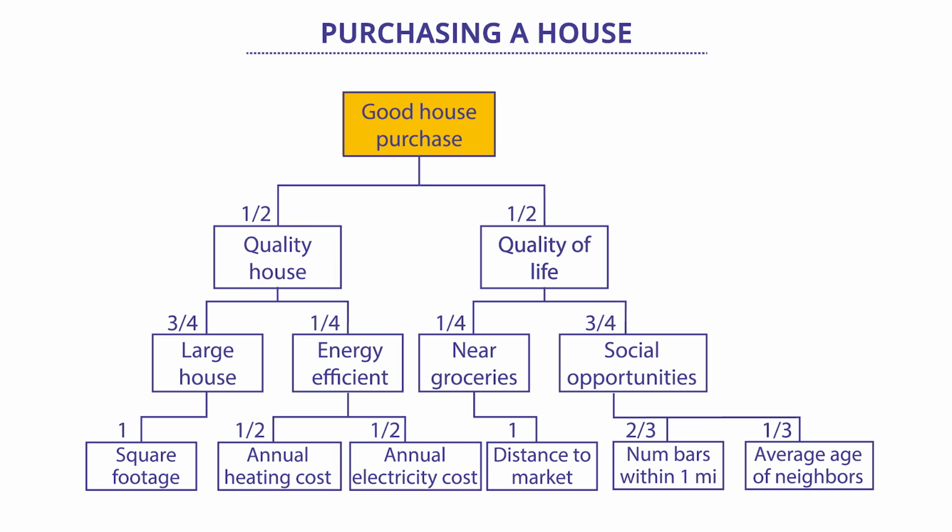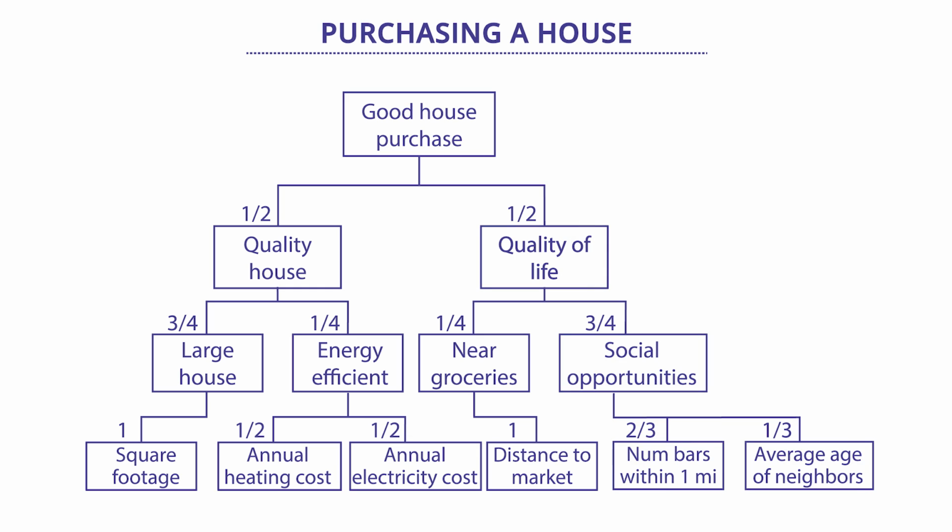Moving on to the other branch, we have our quality of life, which we decompose into 2 goals, nearness of groceries and having social opportunities. We assign a weight of 1/4 to the groceries and 3/4 to social opportunities. We decompose our nearness of groceries to the attribute distance to market. This has a weight of 1 since it maps directly to nearness of groceries. Our social opportunities is decomposed into 2 attributes, number of nearby bars within 1 mile and the average age of our neighbors. We assign a weight of 2/3 to the bar attribute and 1/3 to the age attribute.